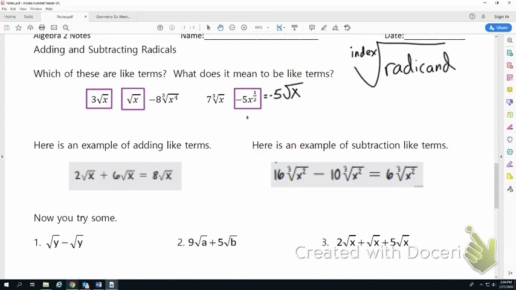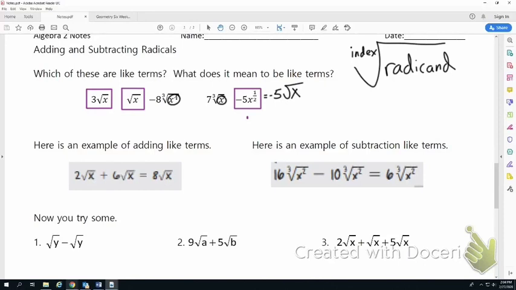So put boxes around all those. Are the remaining two, are those like terms? Why not? They're both cube root. Because you've got x to the fourth, and you've got x. So those would not be.